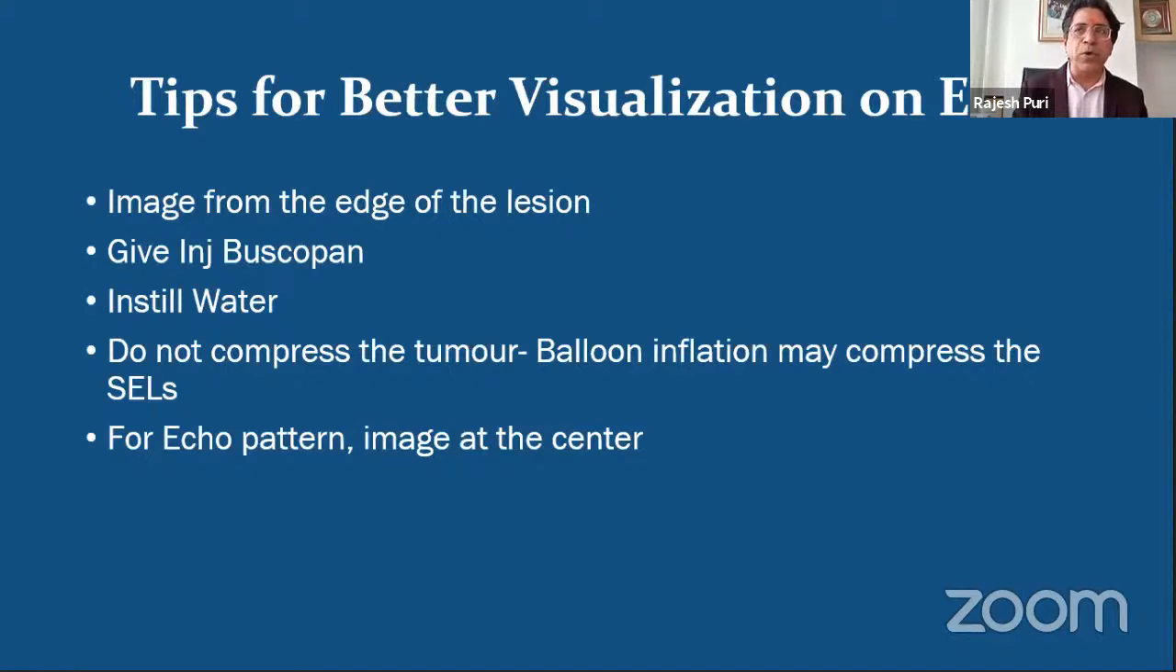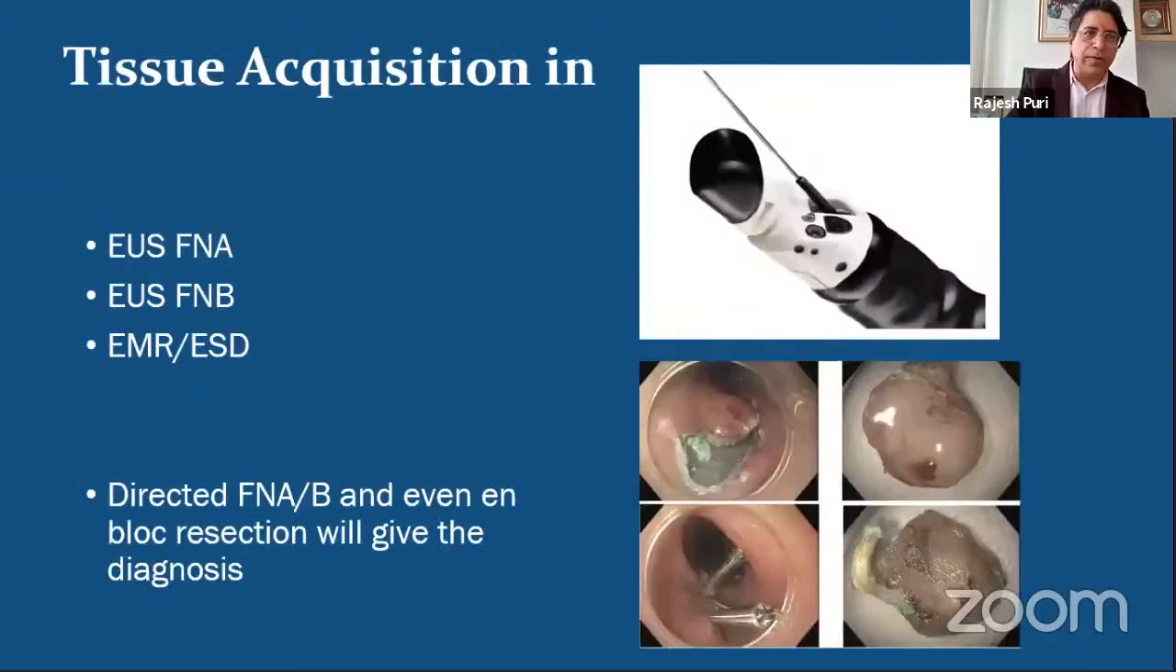If you don't have a mini probe, just with the water channel of the scope, you instill the water and you will get good coupling between the submucosal and subepithelial lesion and your transducer. You will get an image of the edge of the lesion to find out the layer of origin, and the echo pattern is important to give an idea about the nature of the lesion.